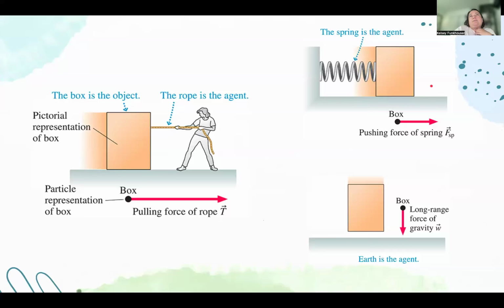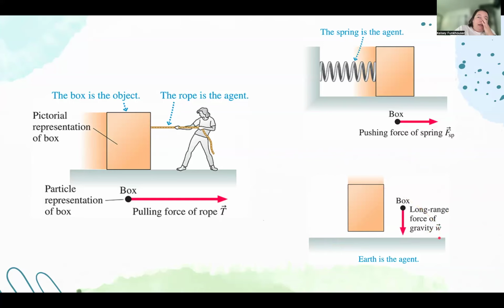Then another example is this box, these are all boxes, being pushed by this spring. So the box is the object and the spring is the agent. And in this situation, the spring is pushing the box to the right.